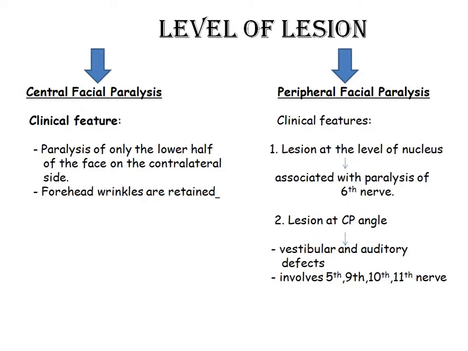We'll talk about the level of the lesions, the central facial palsy and the peripheral facial palsy. The clinical features are the paralysis of only the lower half of the face on the contralateral side. So the forehead wrinkles are retained. Whereas in the peripheral facial palsy, the lesion at the level of the nucleus is associated with the palsy of the sixth nerve; the lesion at the CP angle, with vestibular and auditory defects involving the 5th, 9th, 10th and 11th nerve.